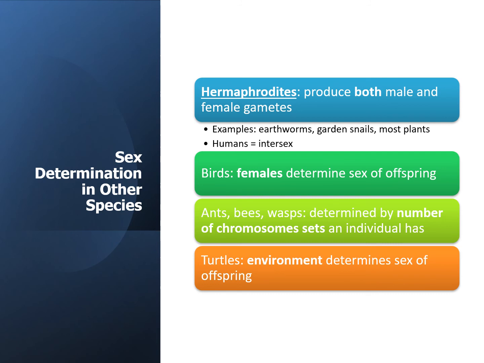So, determining sex in other species, you can have hermaphrodites, which produce both male and female gametes. Examples of these are earthworms, garden snails, and most plants. In humans, we do not call them hermaphrodites. This is something known as intersex.